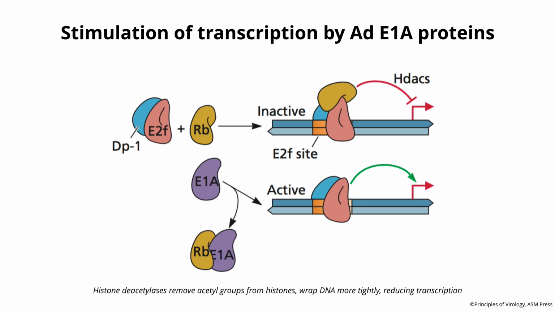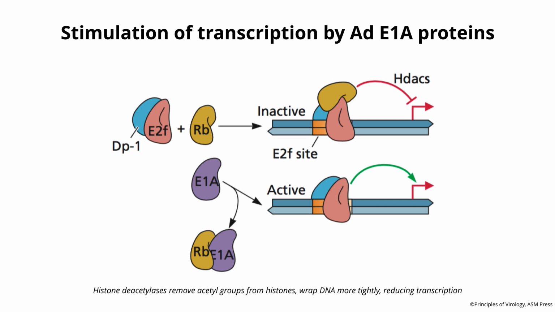And that's because the RB protein recruits histone deacetylases to the promoter. They remove acetyl groups from histones. This makes the DNA wrap more tightly around the histone protein, and it shuts off transcription. So the RB, the retinoblastoma protein, inhibits transcription by recruiting these histone deacetylases to the promoter and tightening up the DNA so that transcription doesn't occur. Now, of course, this is not a good situation for adenovirus, right? It requires these mRNAs to be made.